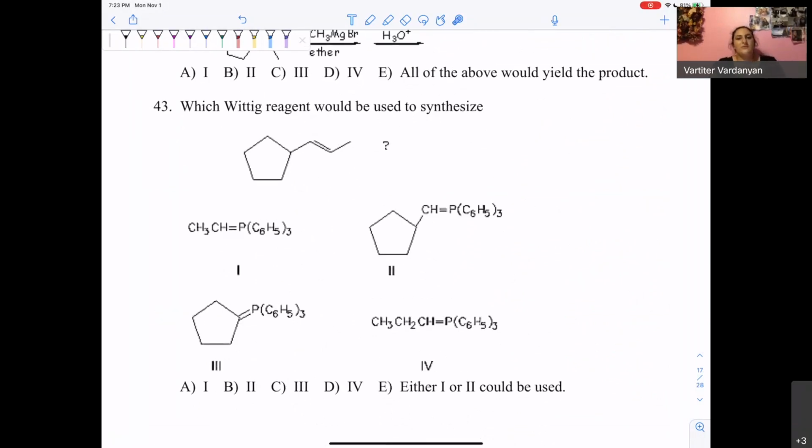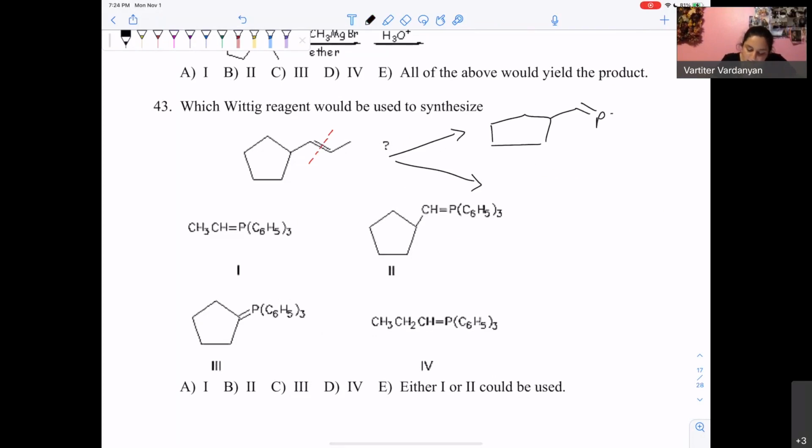Which Wittig reagent would be used to synthesize that? If they give you nothing else besides the final product, go through and cut this guy in half, and you could have two sets of reagents possible. You could either have the Wittig reagent here plus the ketone, or the aldehyde, excuse me, in this case. Or you could split it up so this guy is the aldehyde and this guy is the ylid.